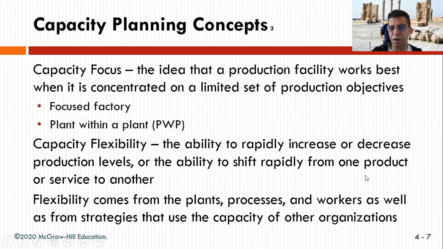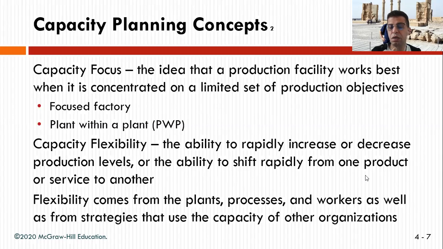Now, capacity flexibility, on the other hand, is the ability to rapidly increase or decrease the production level. That's one thing. But also the ability to shift rapidly from one product or service to another. So flexibility is how quickly you can switch from producing jeans, pants, to t-shirts, something like that. That's one way of looking at it.